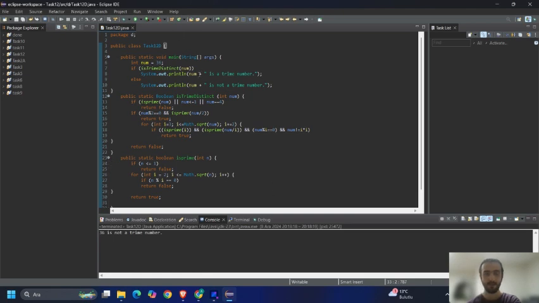Task 12D is here. In this task, we will try to come up with a Boolean method that returns whether a given integer is a prime number or not. But what a prime number exactly is, right?